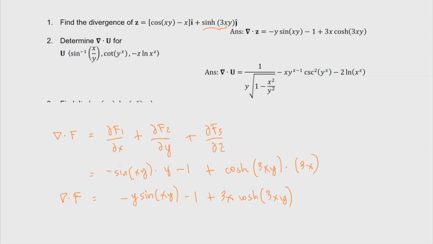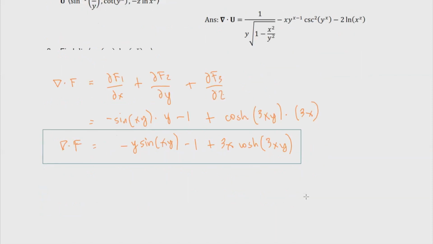So just remember, you just have to look at each component and differentiate it with respect to the direction that you have. So for the i direction, you differentiate with respect to x because that's where our direction lies, and the same thing goes for j and then k.